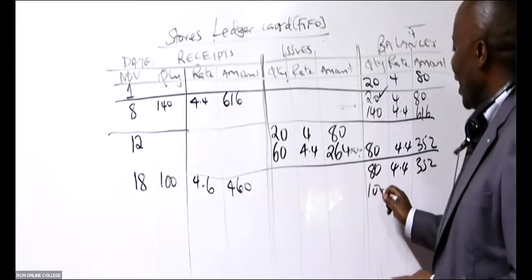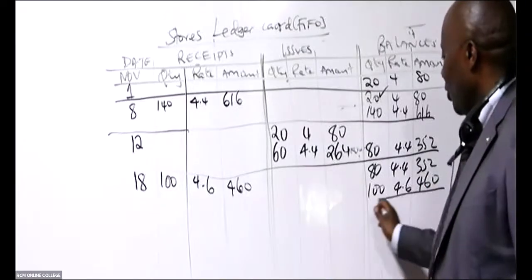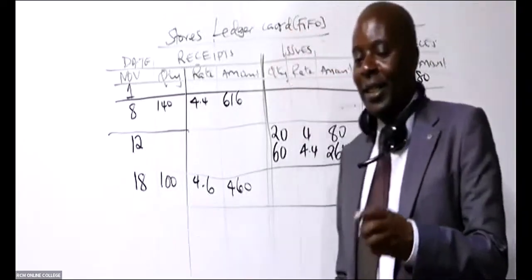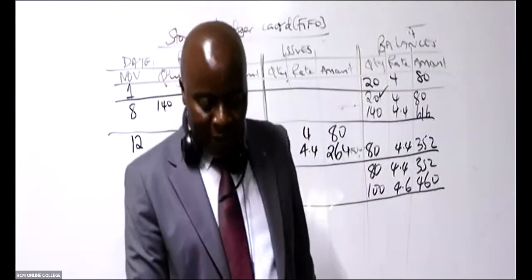And then we have here 100 at what here, somebody? At 460. And then you do what here? Now go to the next date. We see whether you can book it nicely yourselves. Go to the next date.